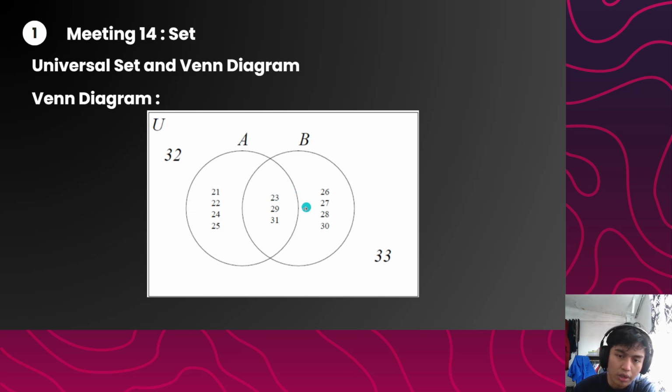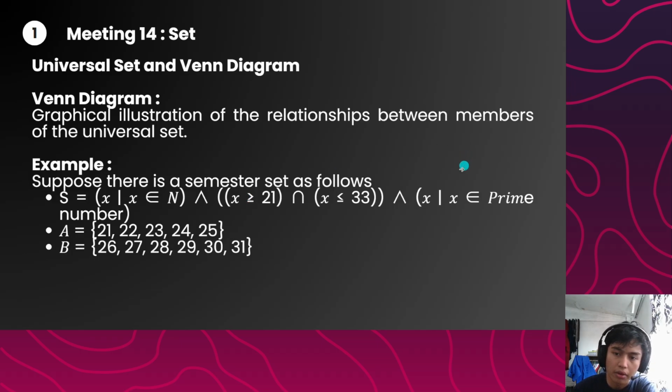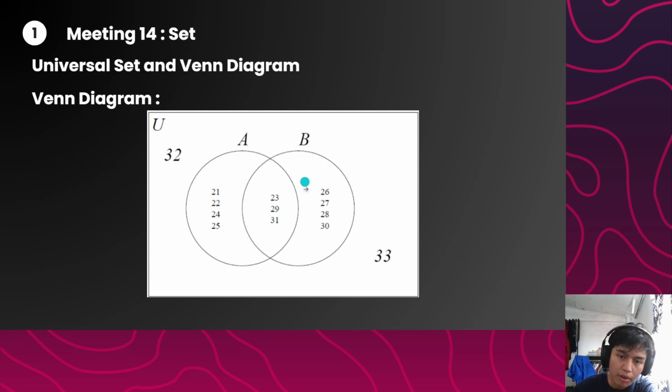Why are 23, 29 and 31 in the middle? Because we have here the condition that x is a prime number, and the numbers right here are prime numbers.